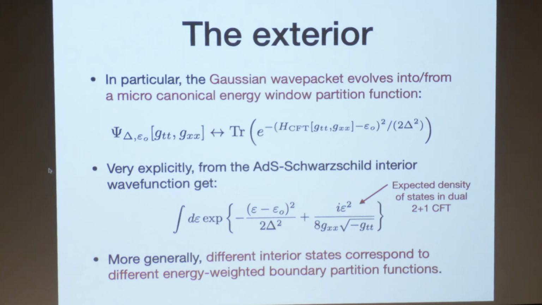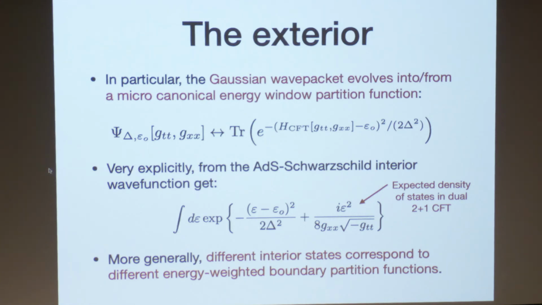So if you put in the Gaussian beta, you do the k integral, and so this state, I think I've put k0 to 0 here. So this is the interior state on the Gaussian wave function with width delta and phase epsilon 0. I've set k0 to 0 just to make it shorter. Its trace becomes the partition function of the boundary theory with a Gaussian weighting. So this is the partition function over some energy window of width delta centered on epsilon 0.